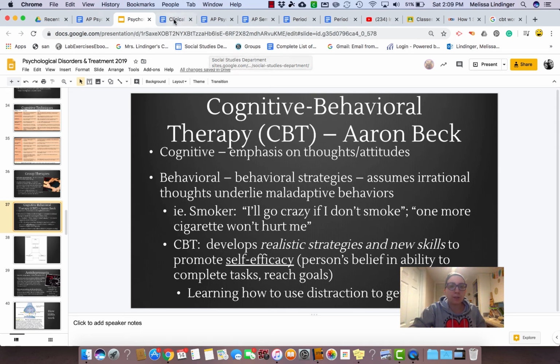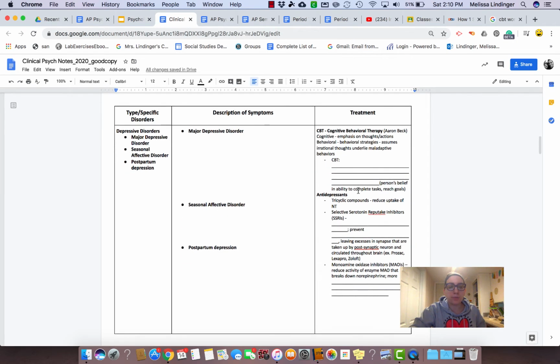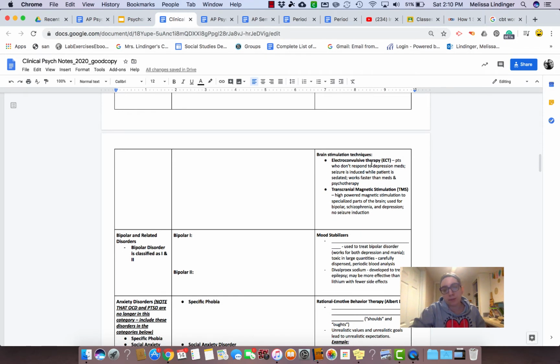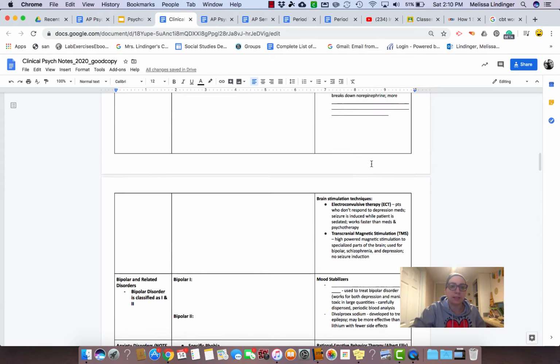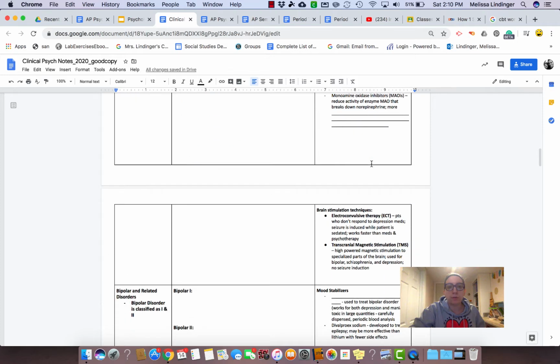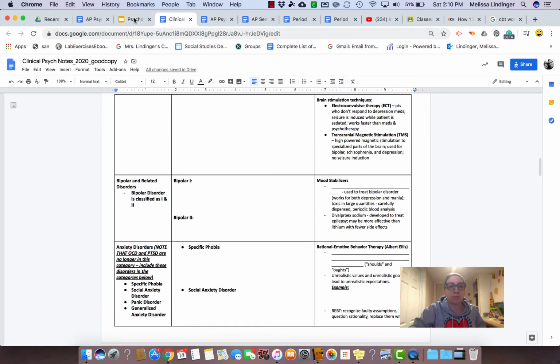So, we're here today to talk about treatments for depressive disorders and also bipolar disorder. I want to just make a note that some of the treatments that we're going to talk about today, both cognitive behavioral therapy and antidepressants, for example, are used not only in the treatment of depression, but for some of these other disorders as well, like OCD and anxiety disorders. So, where you are in your clinical psych packet should be depressive disorders and bipolar and related disorders.